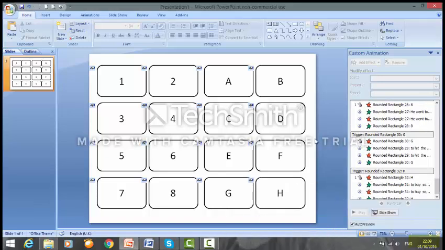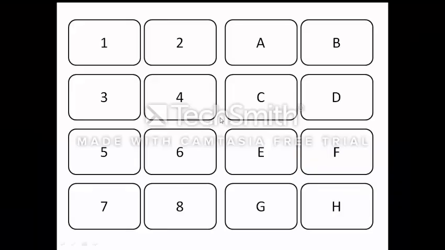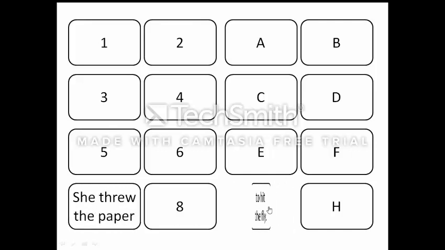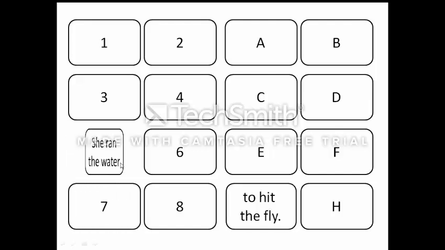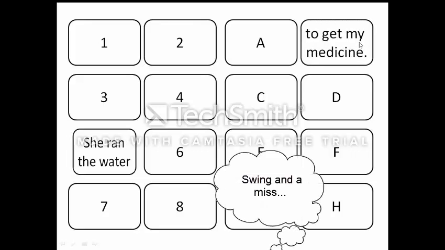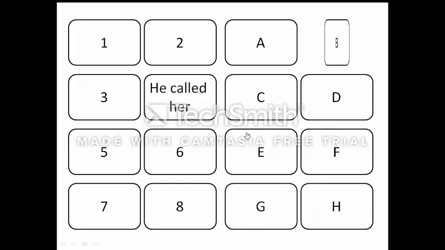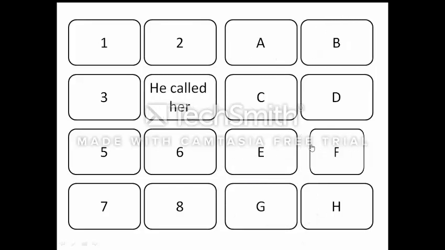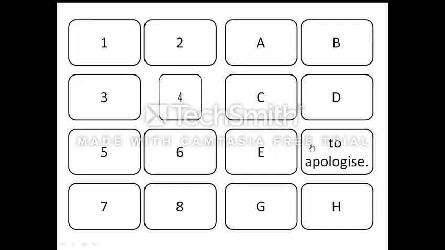So here we all are again. You'll see not much time has passed, but I'm sure you didn't want to watch me typing. Okay, now, so let's try again. I made some of these easier than others because it's late and I'm tired. So for example, 7G. She threw the paper to hit the fly. It's a match. Or 5B, maybe. She ran the water to get my medicine. Is it a match? Nope. 4, he called her to apologize. That seems to be a match.